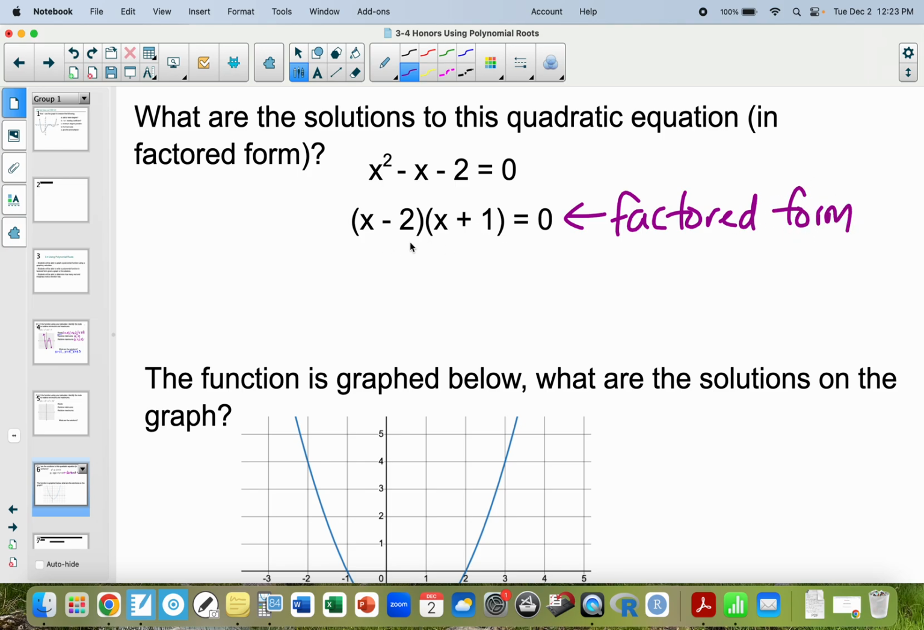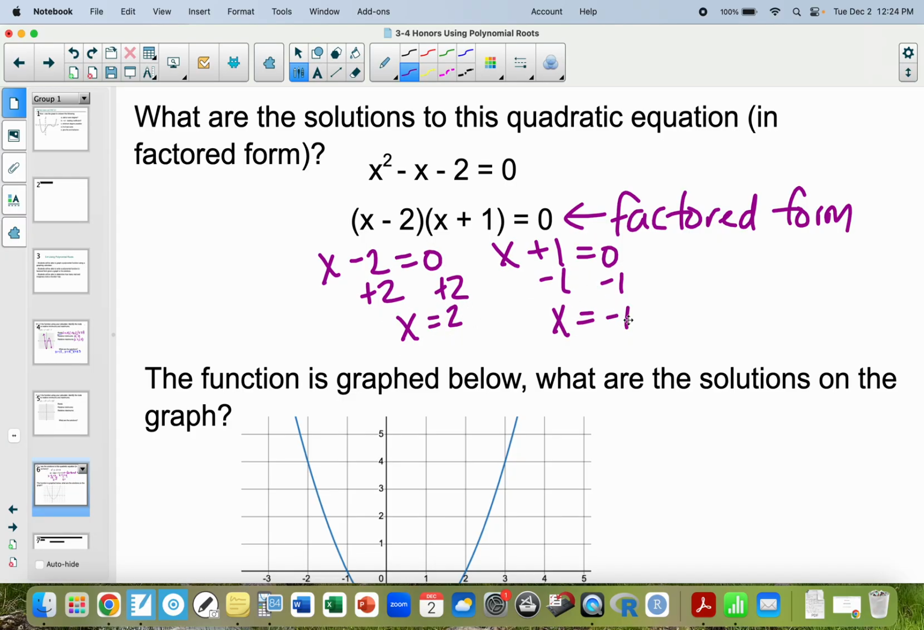So we should be really familiar with factoring and solving. Remember, to solve this, we would set each of these equal to 0. And we would get a solution of x is equal to 2 and x is equal to -1.